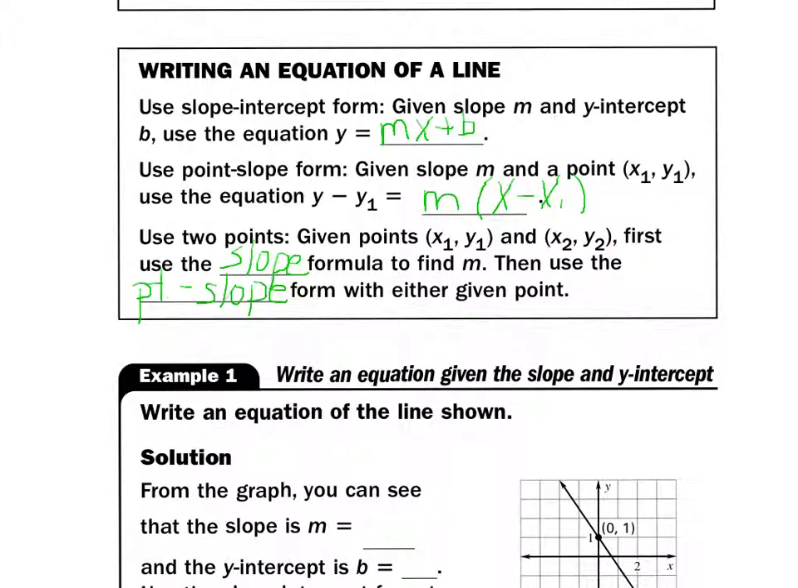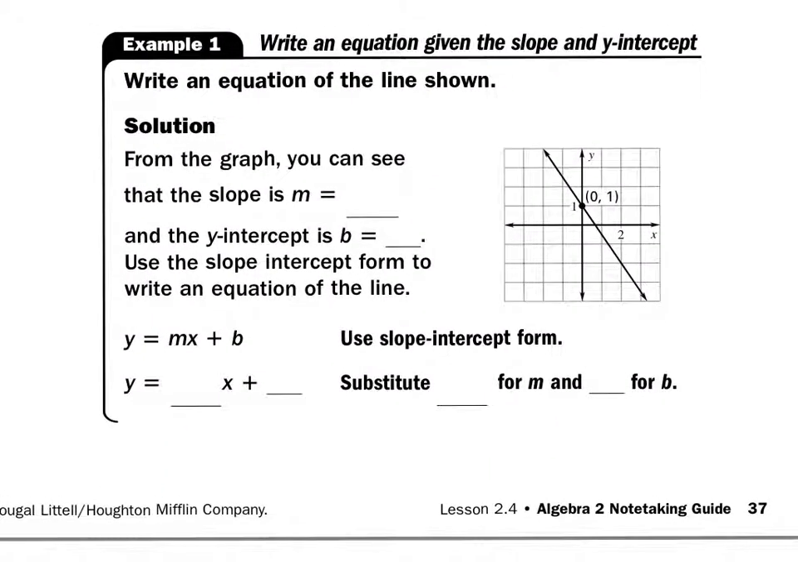So example 1, write an equation of a line given the slope and the y-intercept. For a graph, you can see what's the slope? Well, how many do we go down to get to the green point? 1, 2, 3. So it's -3 since it's down. Now how many do we go across? 2.